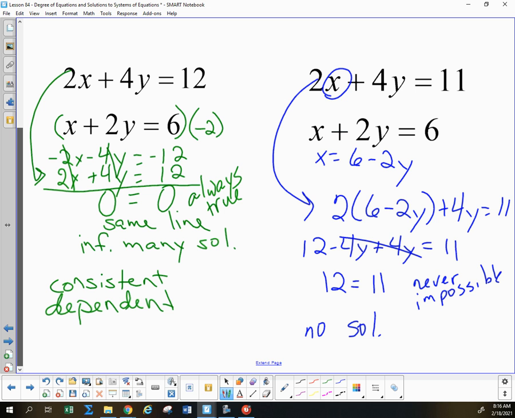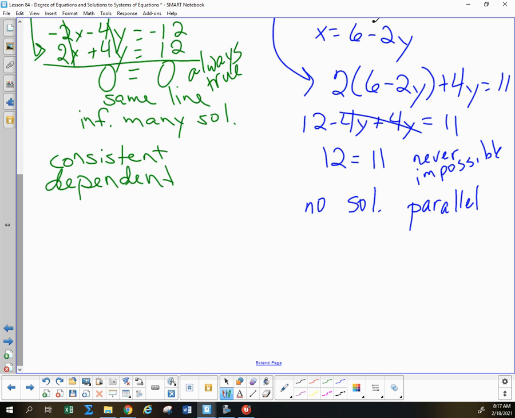If we have no solutions, we know that means that they are really parallel. And if they have no solutions, they can't be solved, they are inconsistent. And if they are two different lines, they have broken away from each other and gotten their freedom, so they are independent.